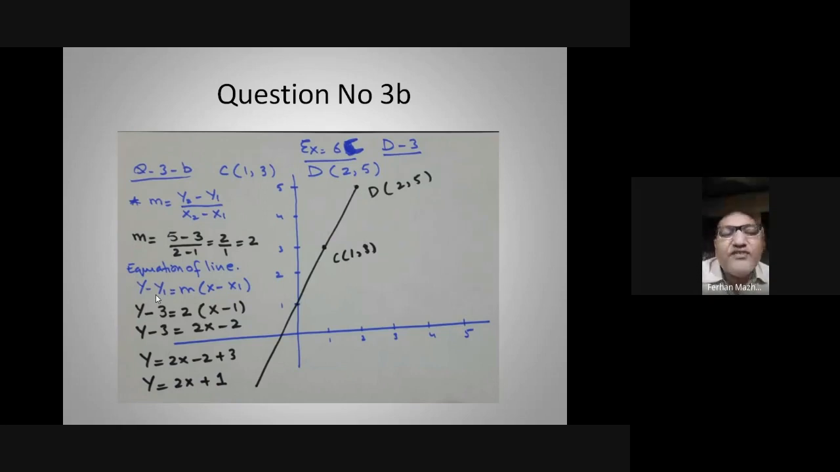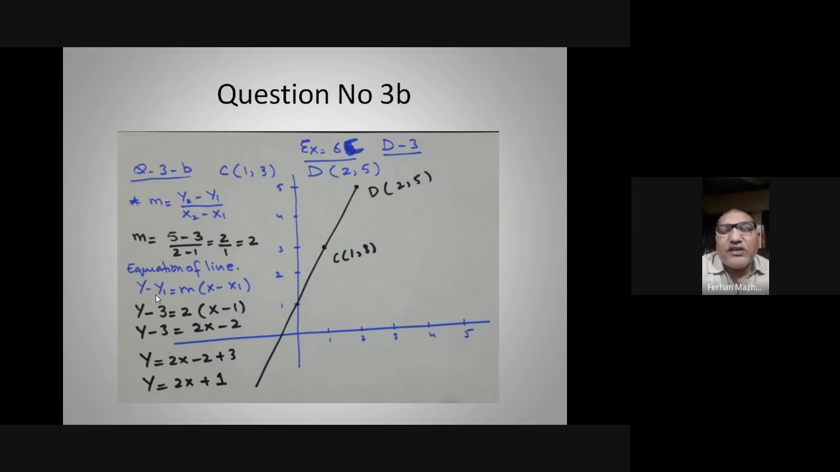The gradient of this line is m equals y2 minus y1 divided by x2 minus x1. So substitute those values. The y2 is 5 minus the y1 value, 3, divided by the x2 value, 2, minus the x1 value, 1. 5 minus 3 is 2, 2 minus 1 is 1, so 2 divided by 1 is 2. So the gradient of this line is how much? The gradient of this line is 2.